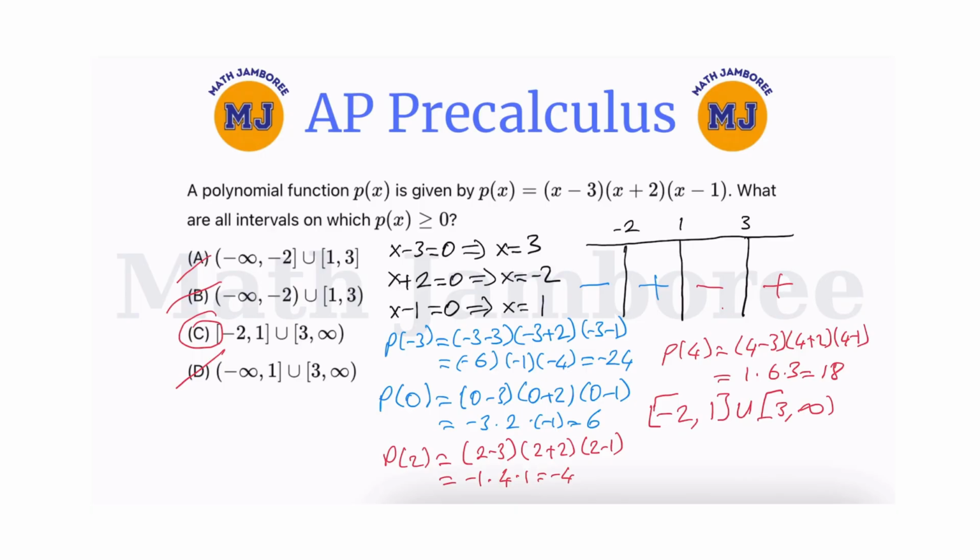If you recap it, we found the roots of the polynomial, analyzed the sign of the function in each interval, and determined the solution where p of x is greater than or equal to 0. Our final answer is, of course, between negative 2 and 1, including negative 2 and 1, union 3 and infinity. That's how we solve polynomial inequalities like this one.